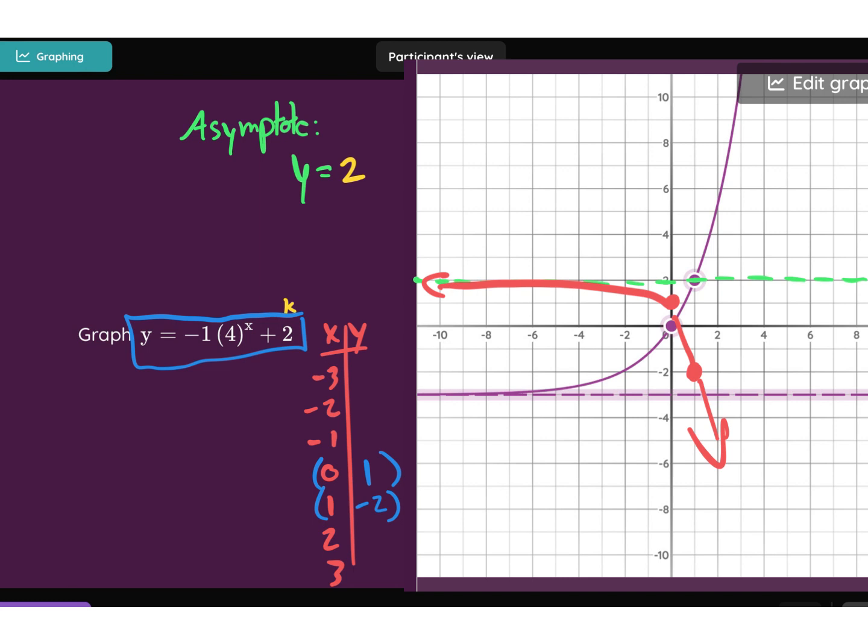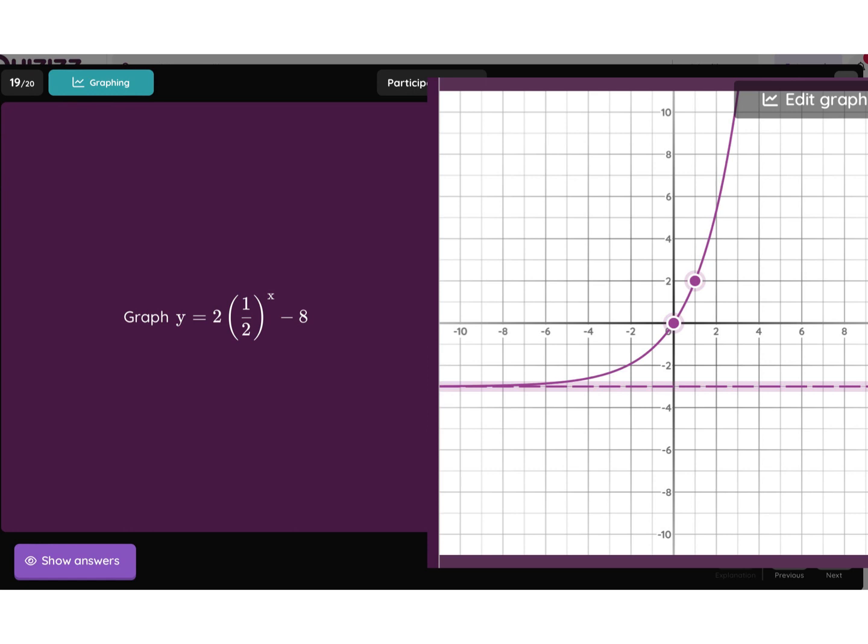Let's try another. Ladies and gentlemen, this one is an exponential decay function. Why? Because the growth factor, or the base, is less than 1. And you know when you multiply anything by half, it's going to decay. It's going to get smaller, okay? So let's graph this thing. First, let's understand that the k value is negative 8. So this asymptote that's at negative 3, it will be at negative 8. So if you wanted to, you could start by dragging this down to negative 8.